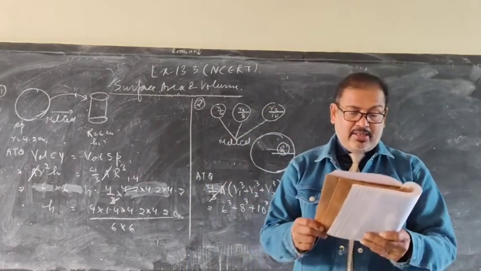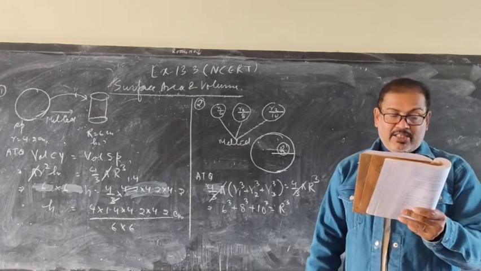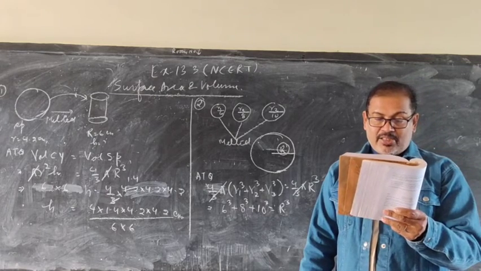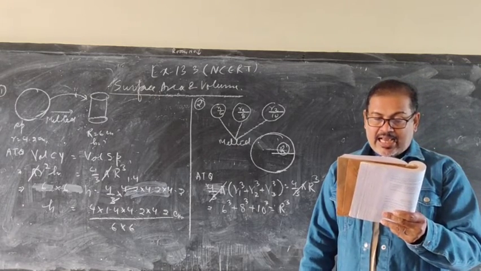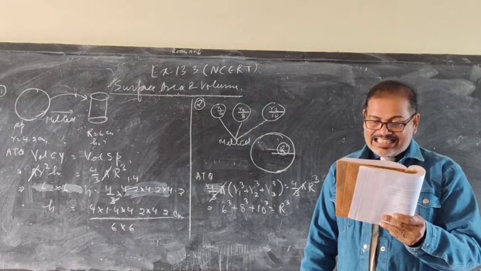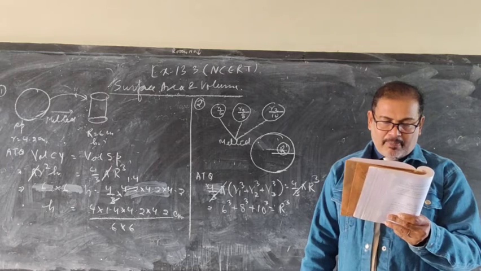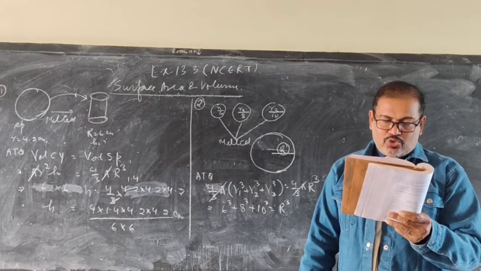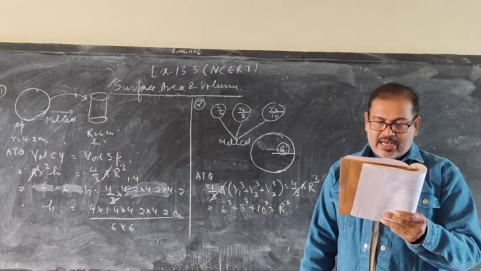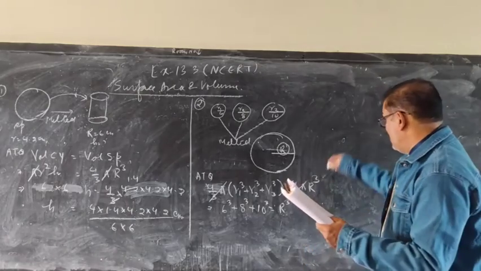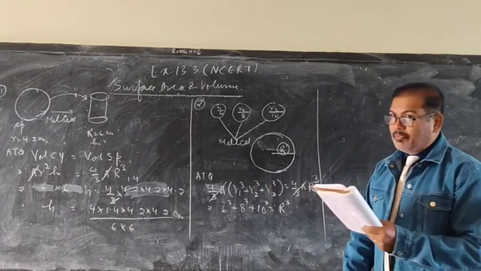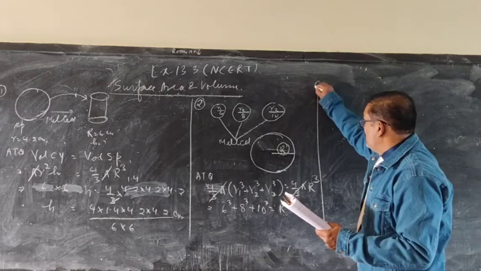Now question number 3. A 20-meter deep well with a diameter of 7 meters is dug and the earth from the digging is evenly spread out to form a platform of 22 meters by 14 meters. Find the height of the platform. Now see, I am going to convert this question into pictorial form. Look carefully on the board, children.